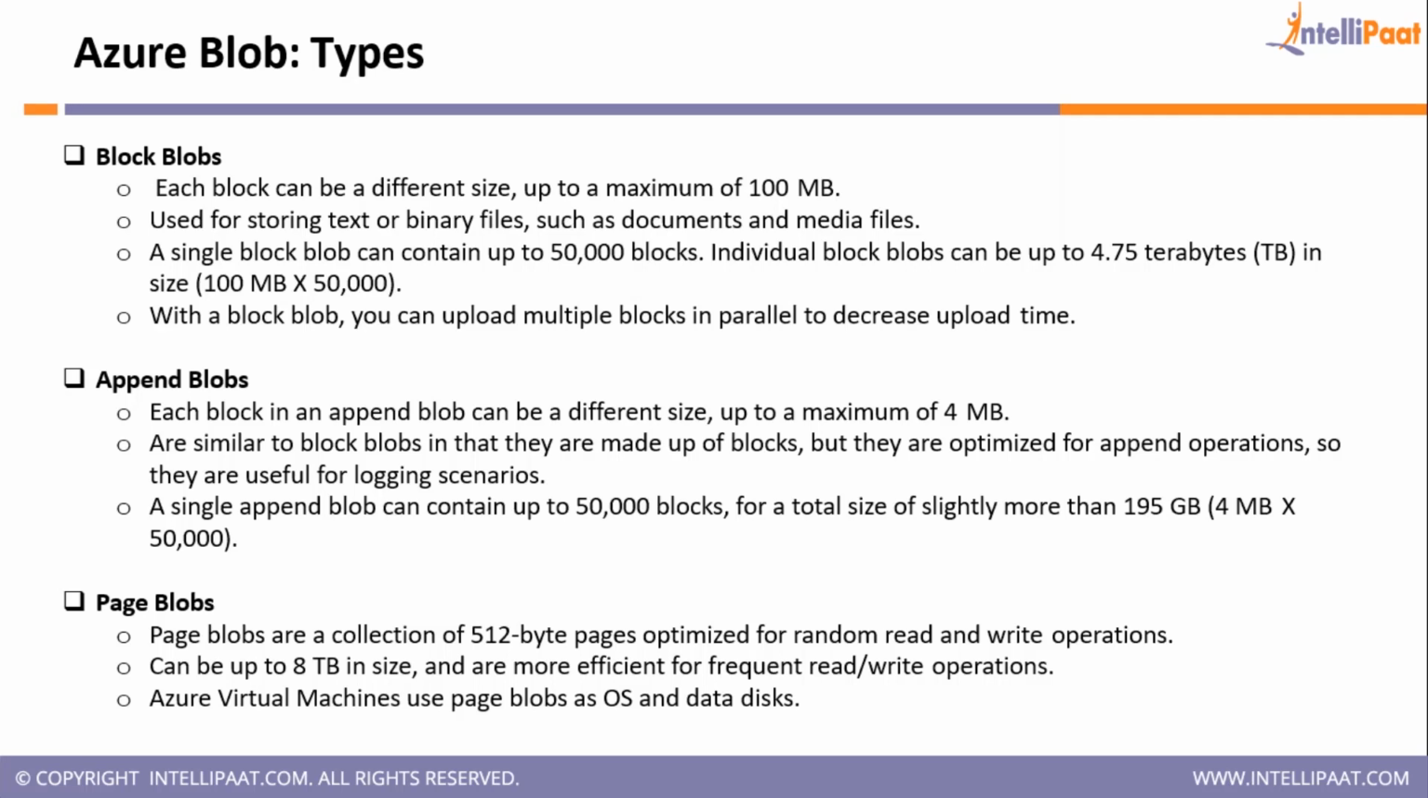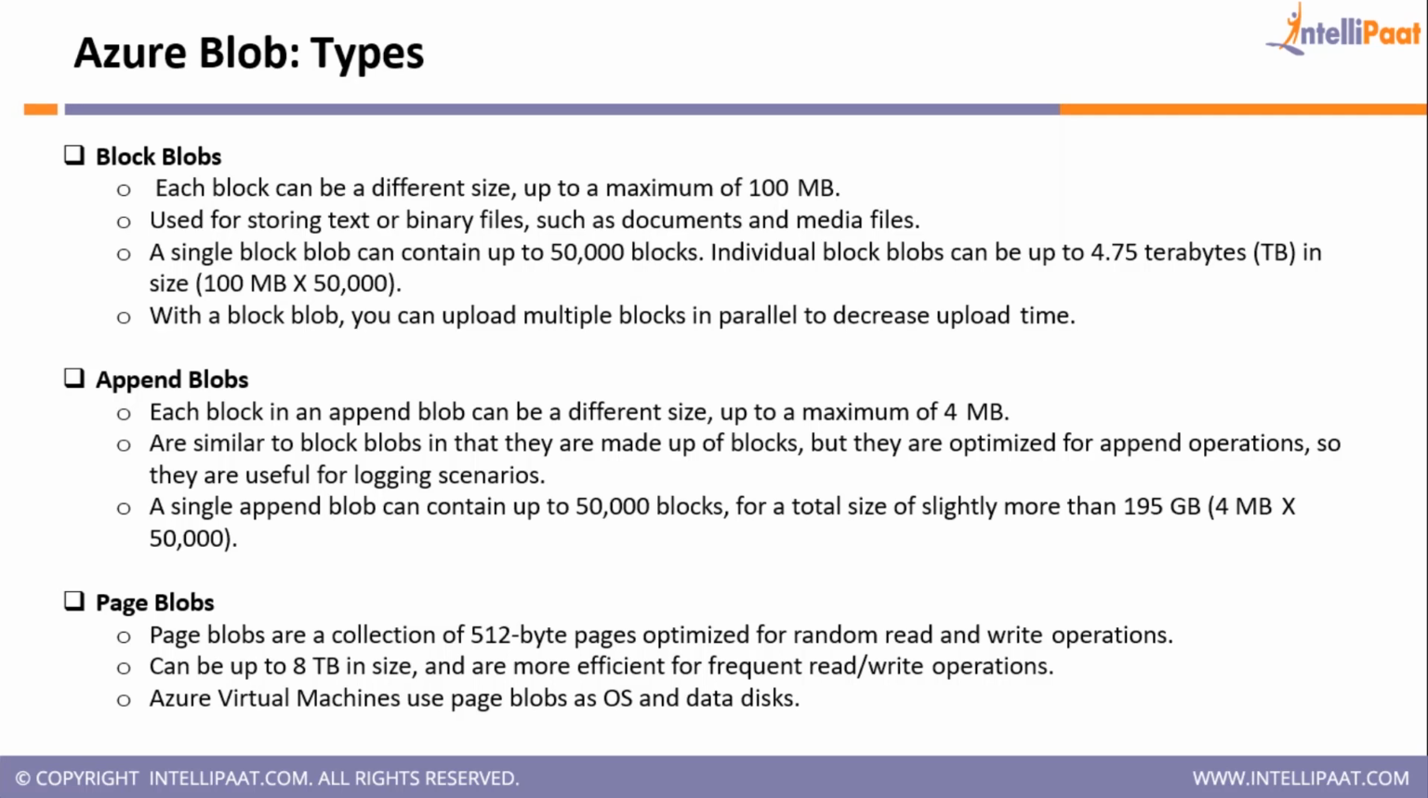Page blobs are a collection of 512 byte pages. So they are not managed in a way where different blocks are there. They actually have pages, and they are very small in comparison to 100 MB and 4 MB. They're only 512 byte pages, but they're optimized for random read and write operations. So when we are managing VMs, we need frequent read and write operations. So that's where page blobs come into the picture.